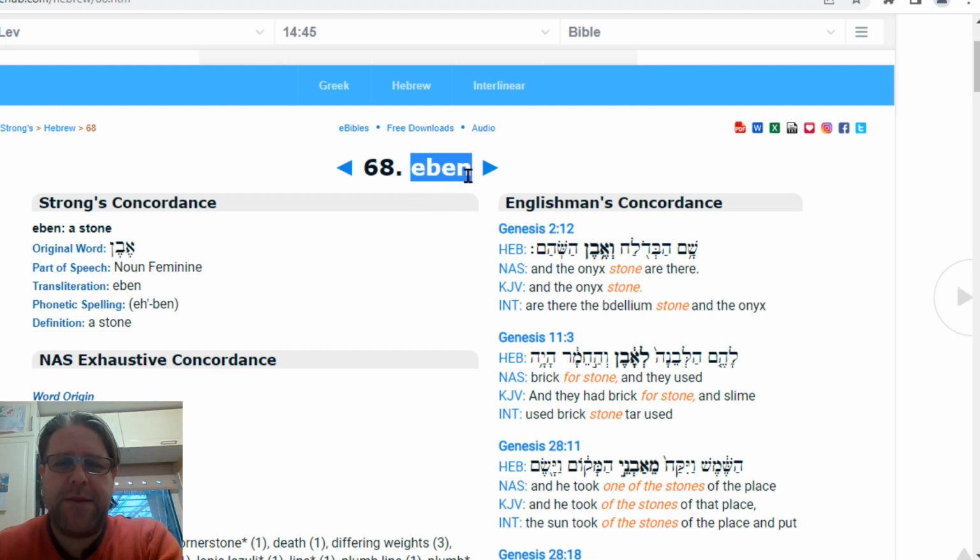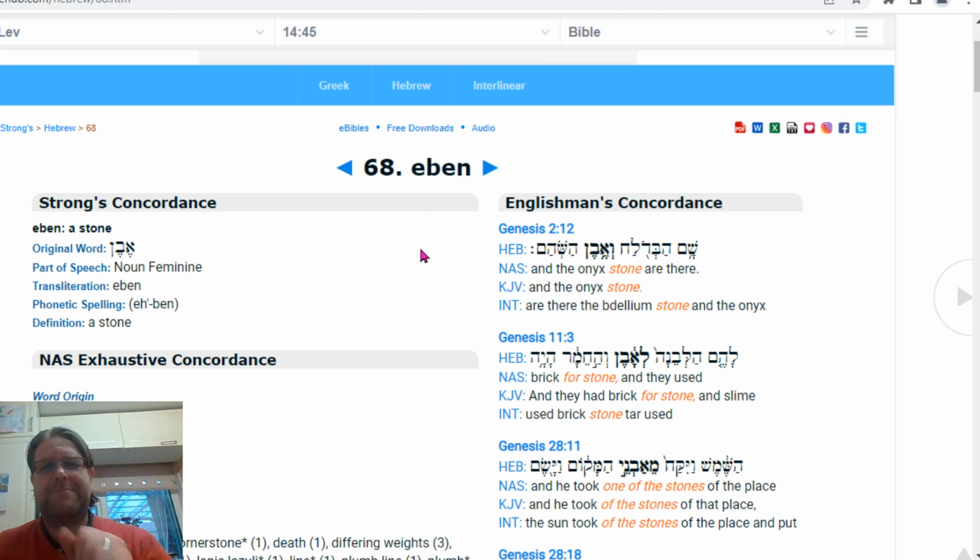It's eben. So it's Strong's number 68 in the concordance. Eben. Now, first of all, take a look at the word eben. It's aleph, bet. I wish I could zoom in on that a little bit, but anyway, concentrate on that Hebrew word eben. It's aleph bet nun. So aleph bet nun, as you're looking.